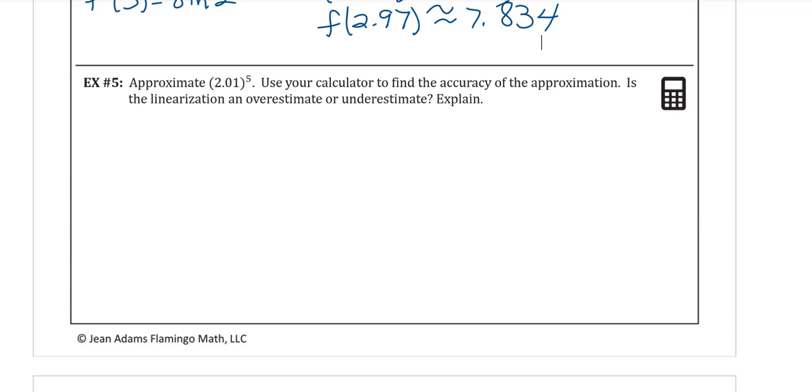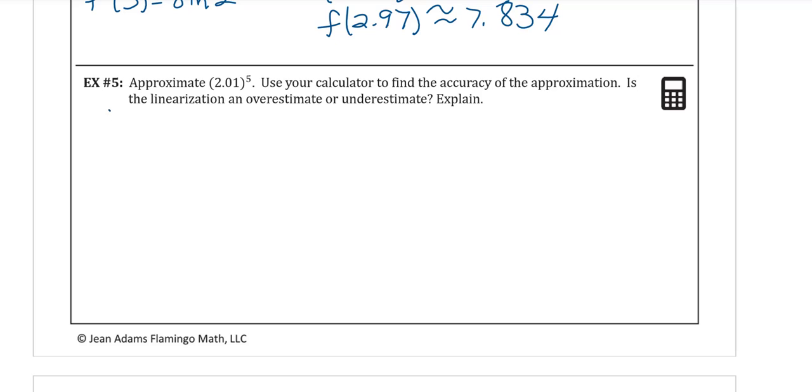Approximate 2.01 to the fifth. Use your calculator to find the accuracy of the approximation. Is the linearization an overestimate or an underestimate? Explain. So in example 5, they don't really give us a function, but indirectly they do.